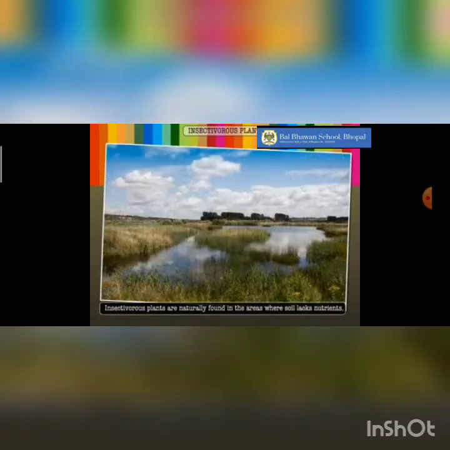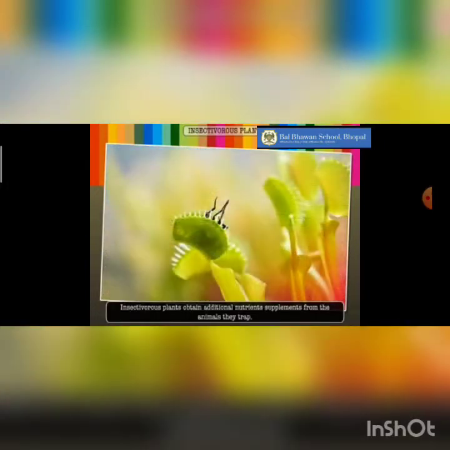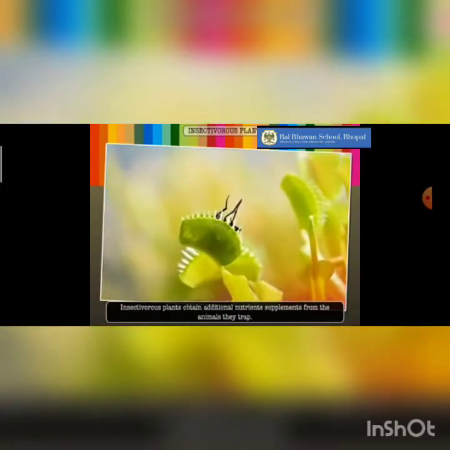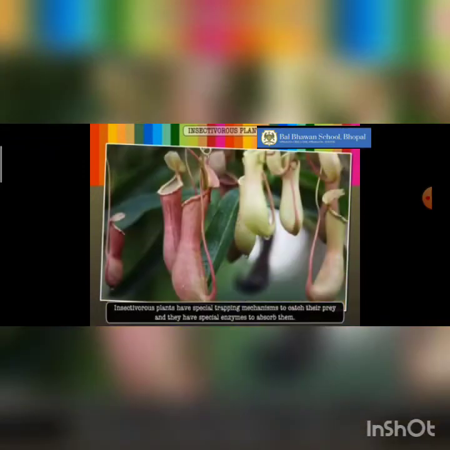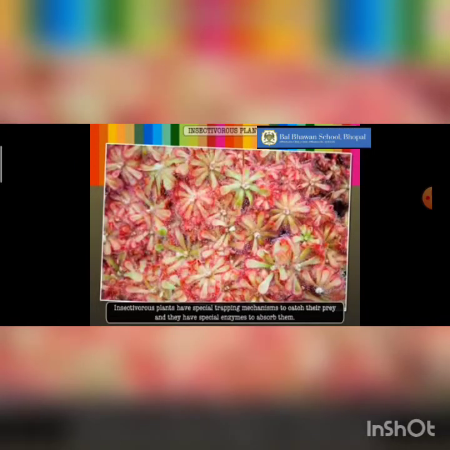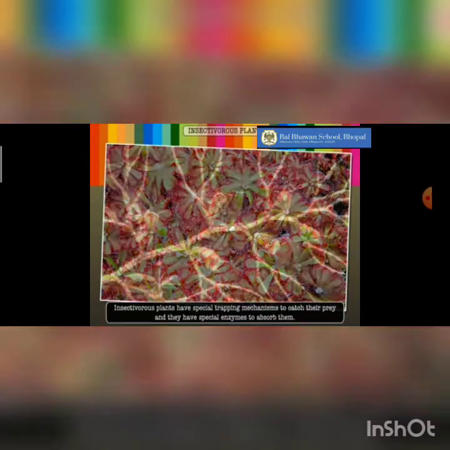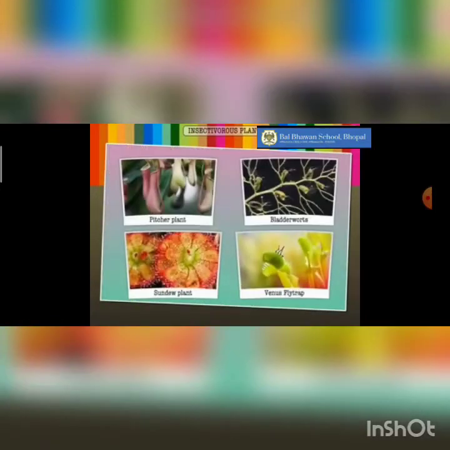Such plants are found in areas where the soil lacks nutrients. So these plants obtain their additional nutrient requirement from the animals or the insects they trap. Insectivorous plants have special trapping mechanisms to catch their prey, and they have special enzymes to absorb them. Now look at some of the insectivorous plants and understand how they work.